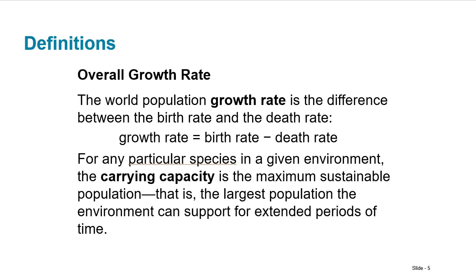The world population growth rate is the difference between the birth rate and the death rate. So it's basically growth rate equals birth rate minus death rate. For any particular species in a given environment, the carrying capacity is the maximum sustainable population. That is the largest population the environment can support for extended periods of time.